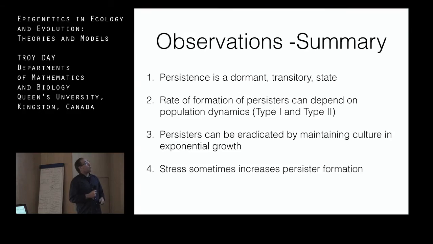So those are the 4 observations. That persister cells are a dormant transitory phenotypic state, that the rate of formation seems to depend on the population dynamics, and that you can eradicate them if you maintain them in a bacterial population in a state of exponential growth, and that stress, at least certain stresses, and for certain bacteria, sometimes seems to increase persister cell formation.